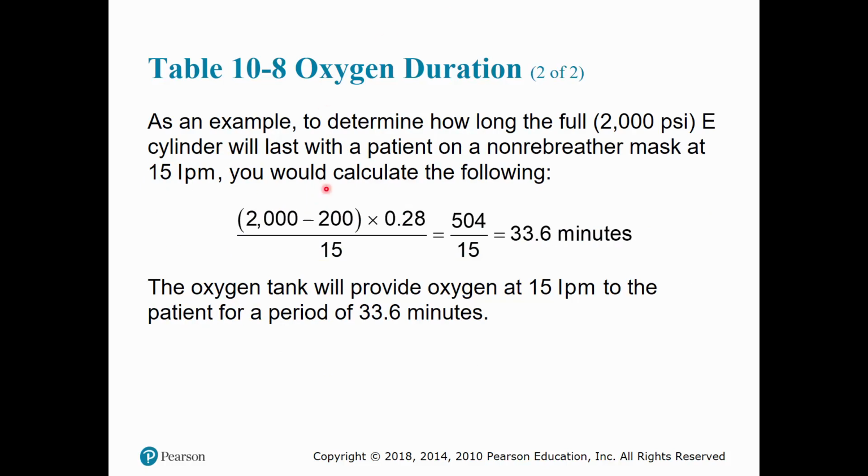You would take 2,000, because we'll say you have 2,000 PSI remaining in your tank, minus 200, which is your safe residual pressure, times your constant, which is 0.28, divided by 15, because you're wanting to set your flow at 15 liters per minute. Okay? So doing the top first, that leaves you with 504 divided by 15. So an E tank at 15 liters would last you approximately 33.6 minutes.